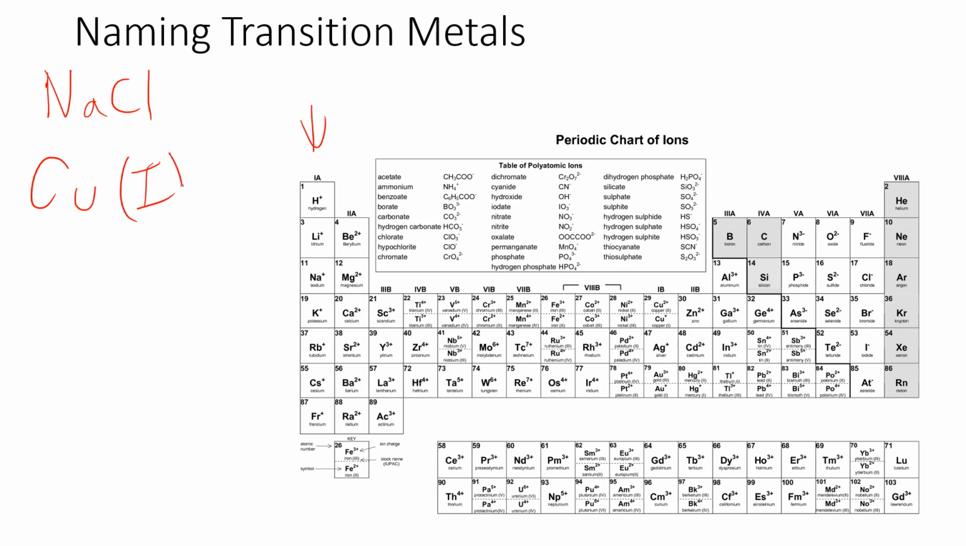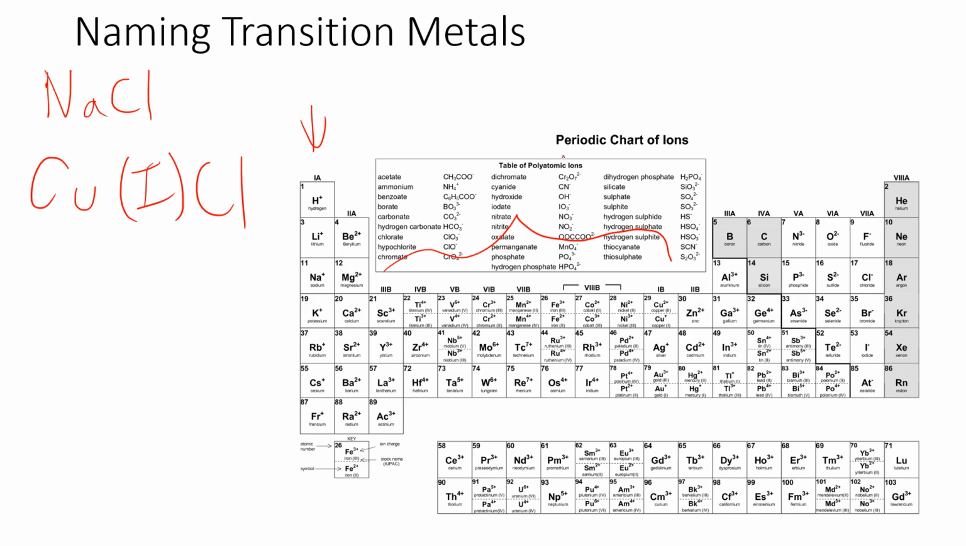Cu with a 1 over here, Cl. Okay. Roman numeral 1. Why do we have to have two different ways of naming binary compounds? Well, the reason for that is because the transition metals are able to have several different charges.